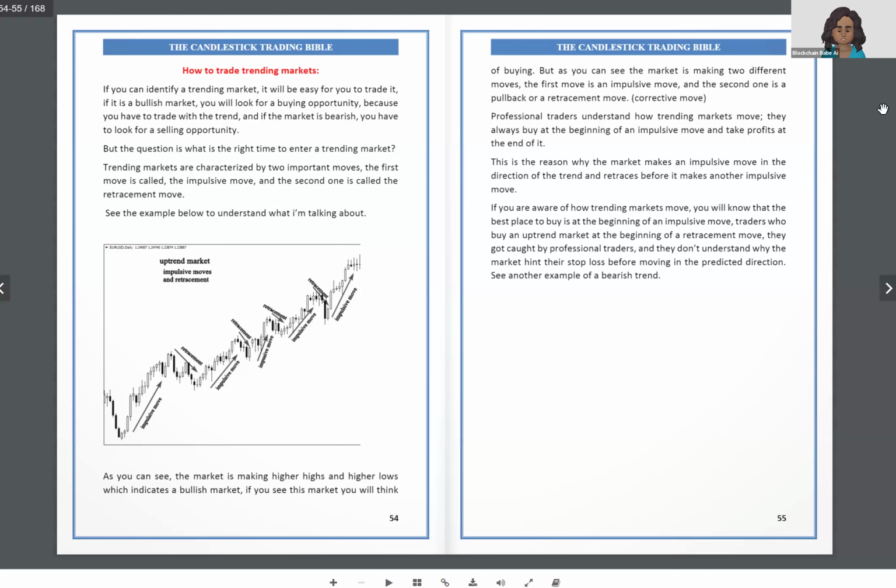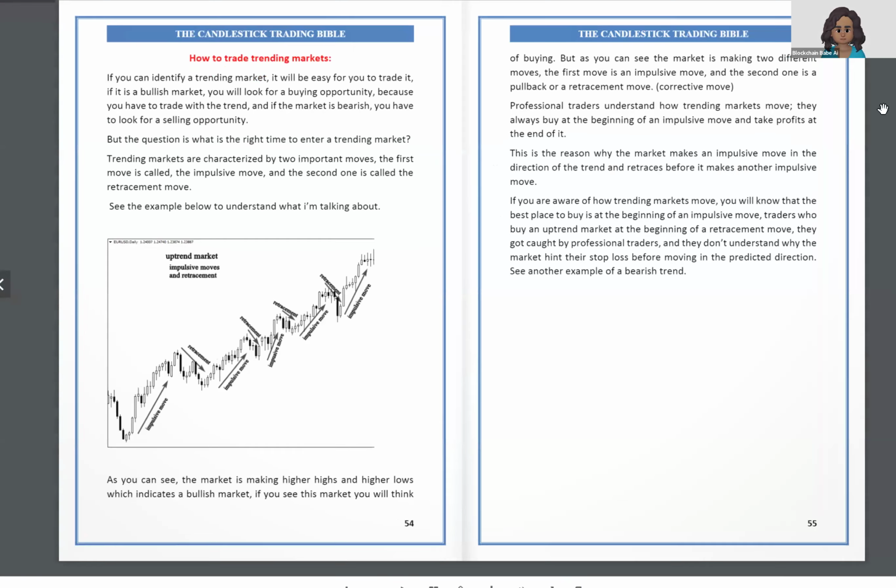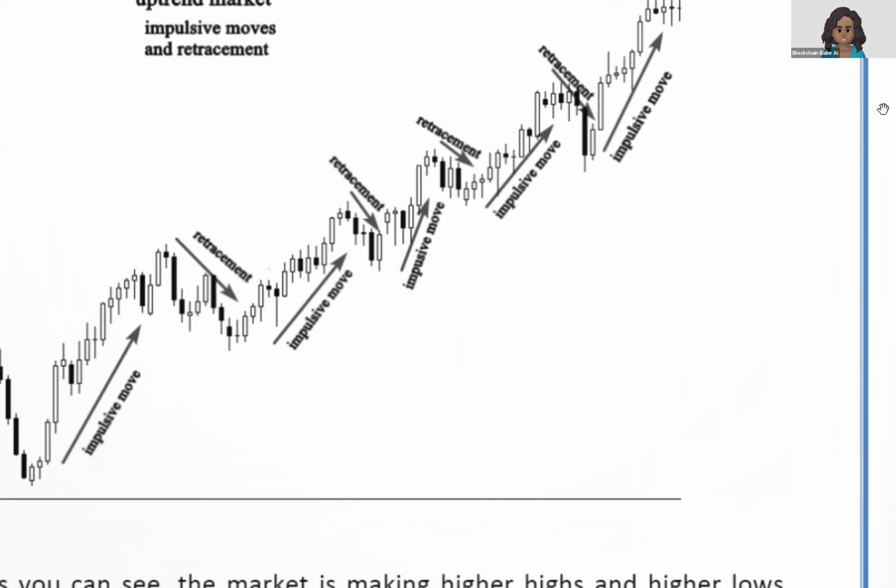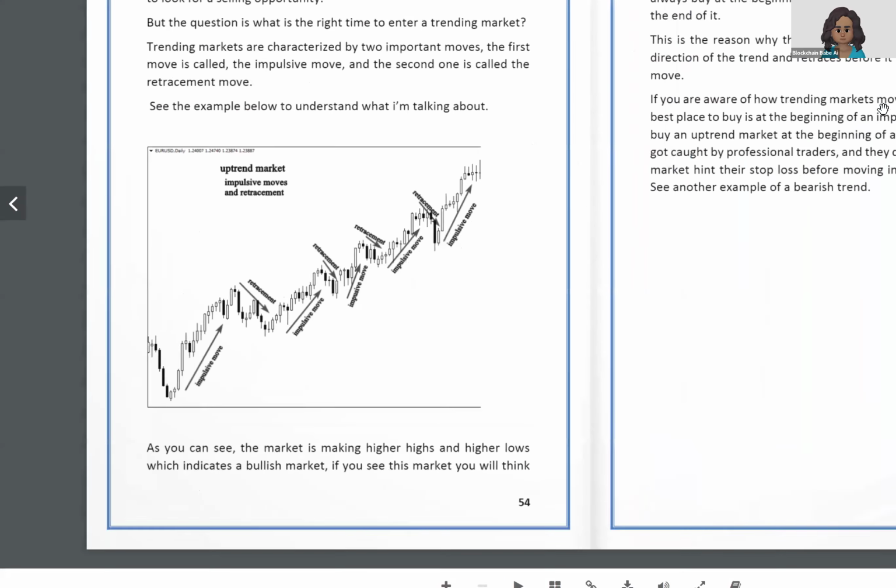But as you can see, the market is making two different moves. The first move is an impulsive move, and the second one is a pullback or retracement move. So when it's retracing and going down, that's the retracement move. And on this chart, this is how you get to see it. As it's pulling back, it's called a retracement. And then as it's making a higher high, that's the impulsive move.